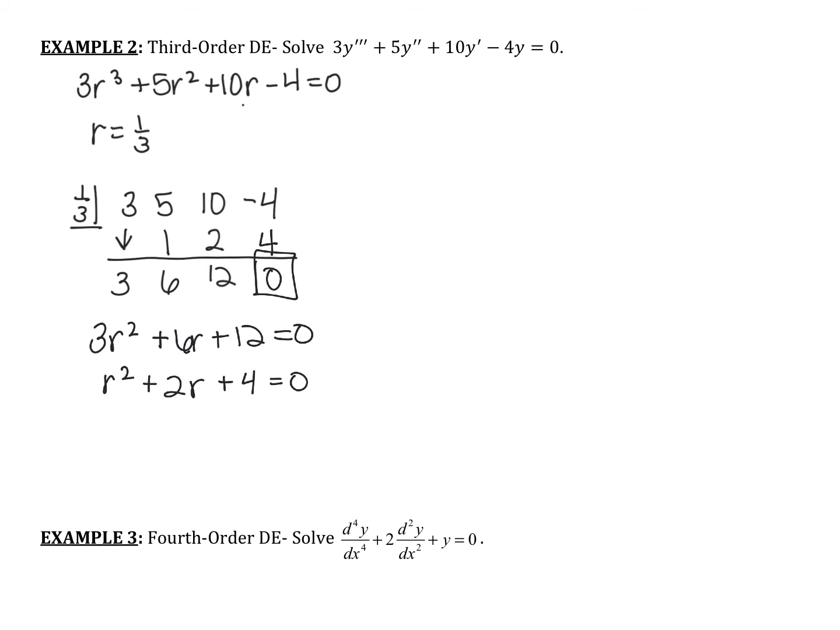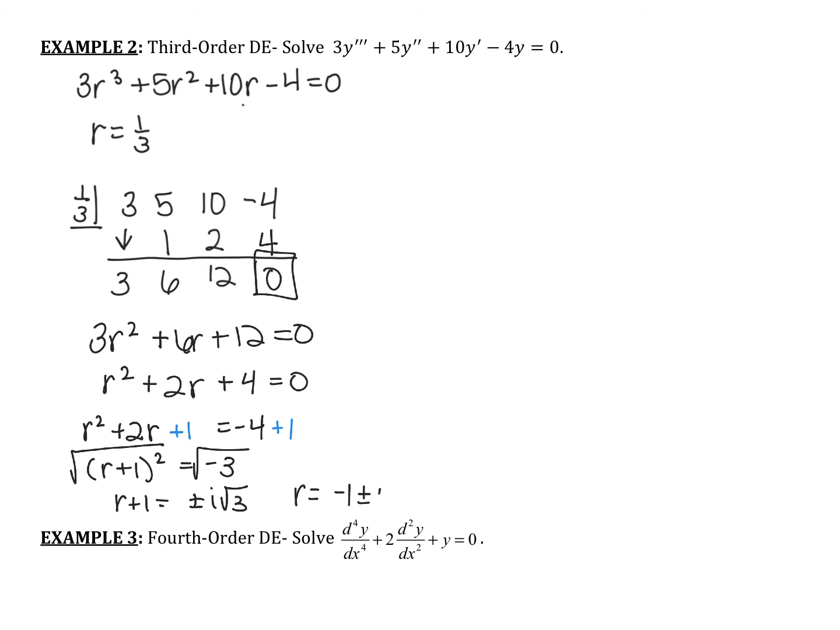Getting the general solution is usually not a problem. This doesn't factor, which tells me I'm probably going to have complex solutions. I'm going to use completing the square, that's just my preference. So b divided by 2 squared would be a positive 1. Then I get r plus 1 squared equals negative 3, which when I solve this and take the square root, we get r plus 1 equals plus or minus i root 3, which means r equals negative 1 plus or minus i root 3.